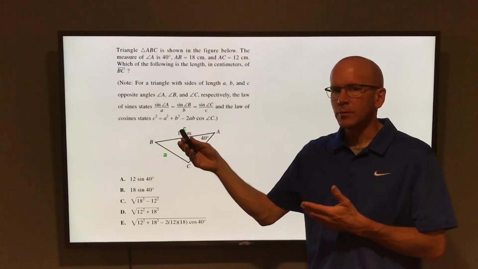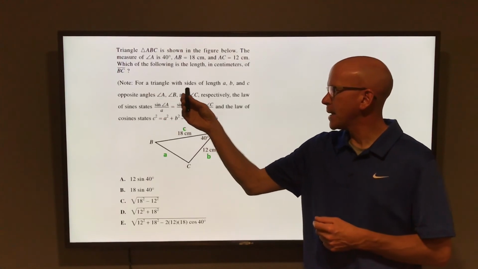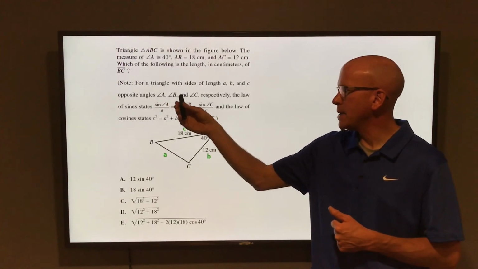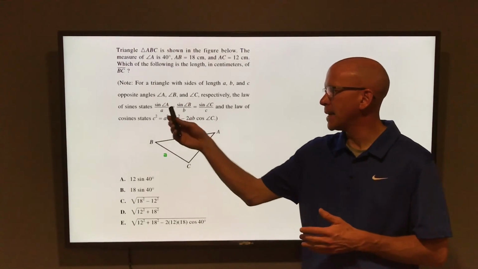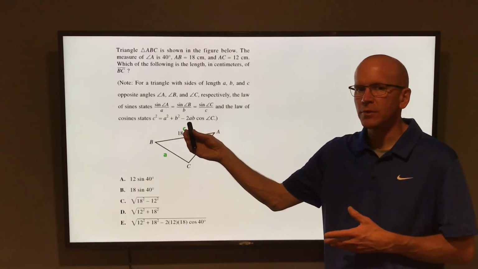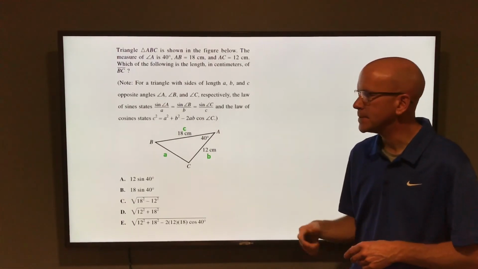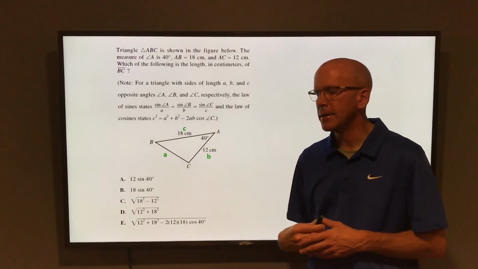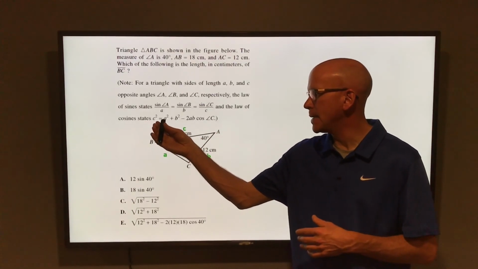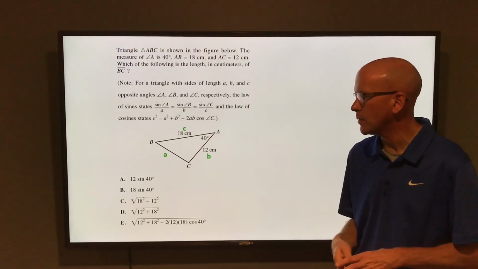They do give you a couple notes, and when they give you these, you're most likely at some point going to use them. For a triangle with sides of length A, B, and C, opposite angles, angle A, angle B, and angle C respectively, the law of sines states the sine of angle A over side A equals the sine of angle B over side B equals the sine of angle C over C. That is the law of sines. The law of cosines states that if you're dealing with an angle C, then side C squared equals A squared plus B squared minus 2AB times the cosine of that angle C.